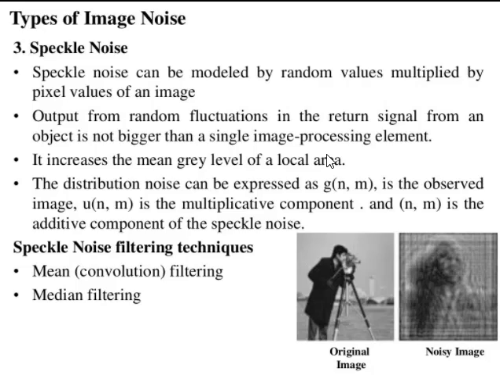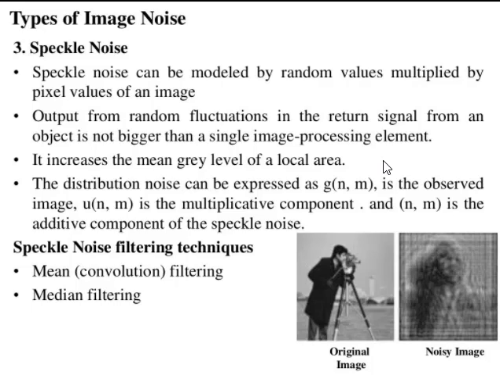Third is speckle noise. We get speckle noise by multiplying random values by the pixels of the image. See this noisy image with speckle noise. It can be removed using convolution filtering and median filtering. Students, it increases the gray level of the image in a local area.